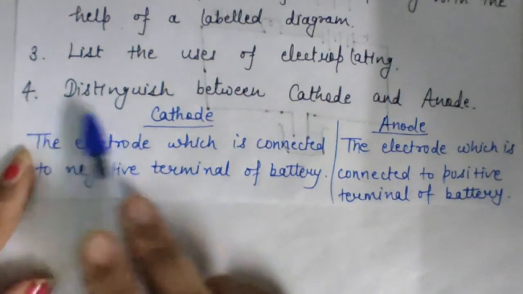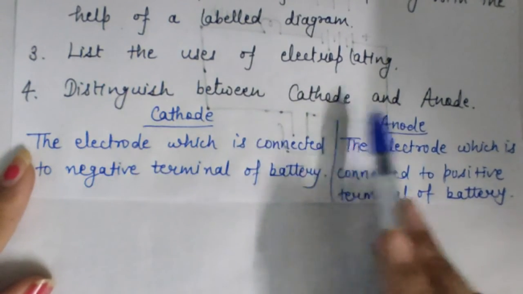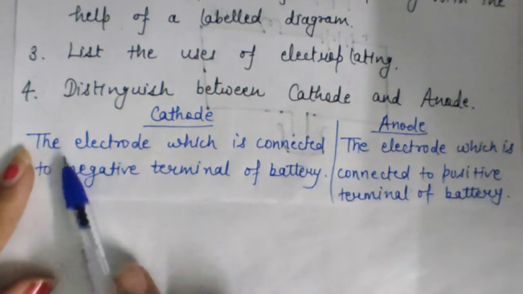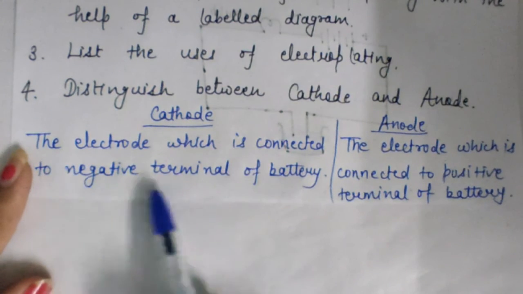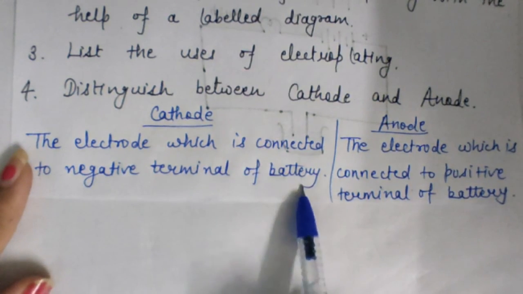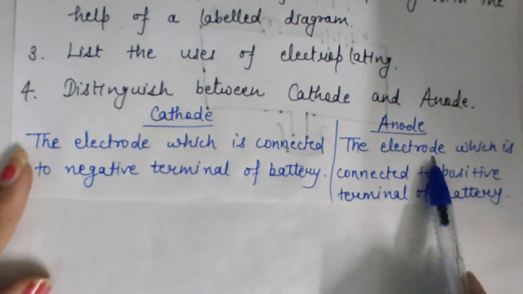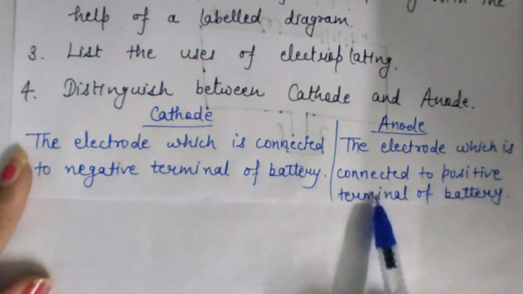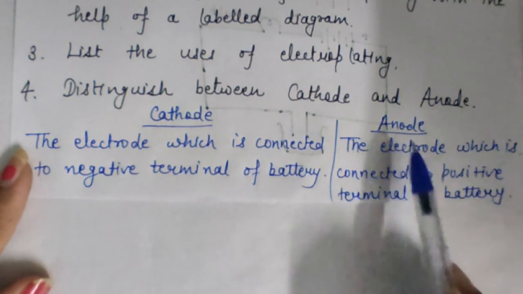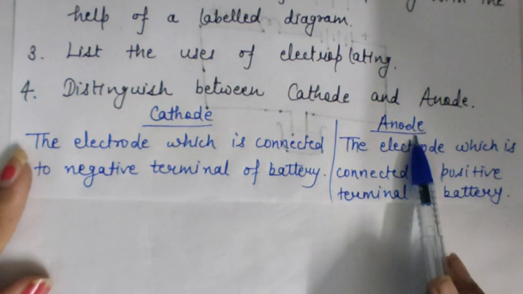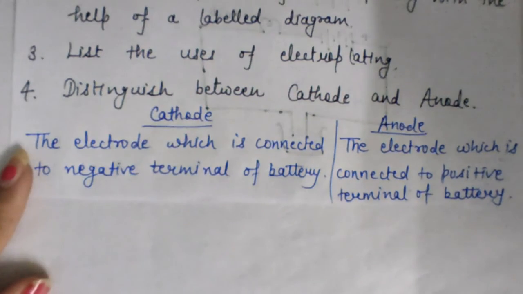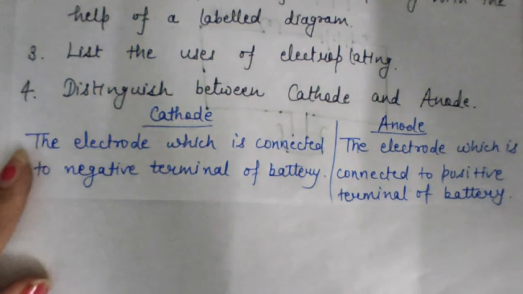Last question was: distinguish between cathode and anode. The electrode which is connected to the negative terminal of the battery is called cathode, and the electrode which is connected to the positive terminal of the battery is called anode. So this was your homework solution.